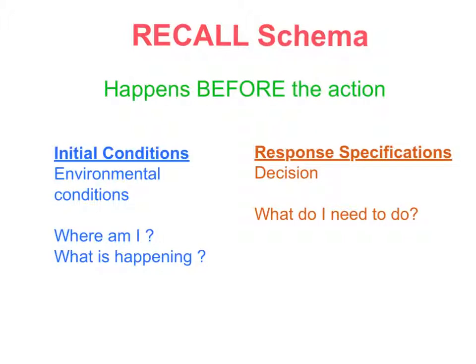So it could be as simple as: the initial conditions are that the cricket ball, if I'm fielding, has been hit towards me, towards my right hand side, up high, and my response specification is I need to stick my right hand out up above my head and catch it, fingers pointing upwards, one-handed. So that's the decision that I try to do. And I do both of these things before I actually perform the action.